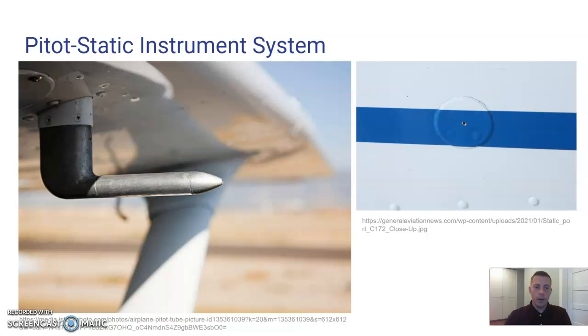Now we have a pitot tube, which is located under the wing in most general aviation aircraft. This is a Cessna 172. And then our static air source is a little pinhole, which you can see there on the right-hand side of the screen, and that's going to give us our static air pressure for the system.